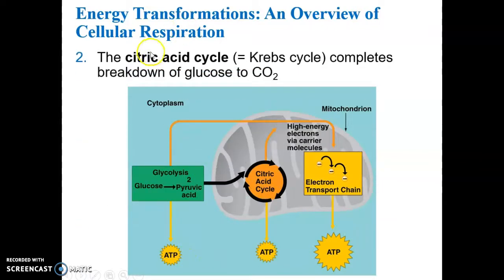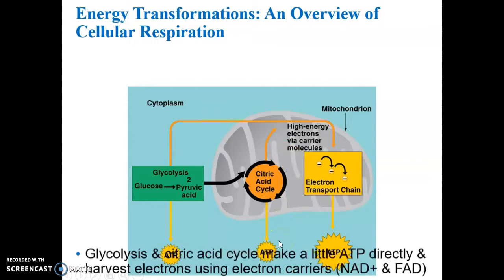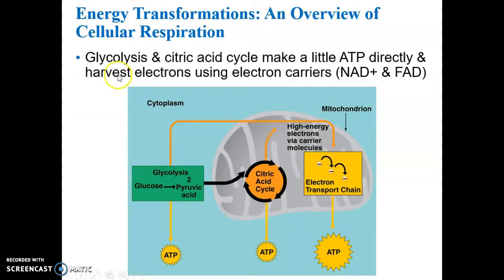Okay. Then the next step is inside the mitochondrion, and that is the citric acid cycle, also called the Krebs cycle, after Dr. Krebs. And that completes the breakdown of the pyruvic acid molecules. So the complete breakdown of glucose is within the citric acid cycle inside the mitochondria, and a little bit of ATP is released there.